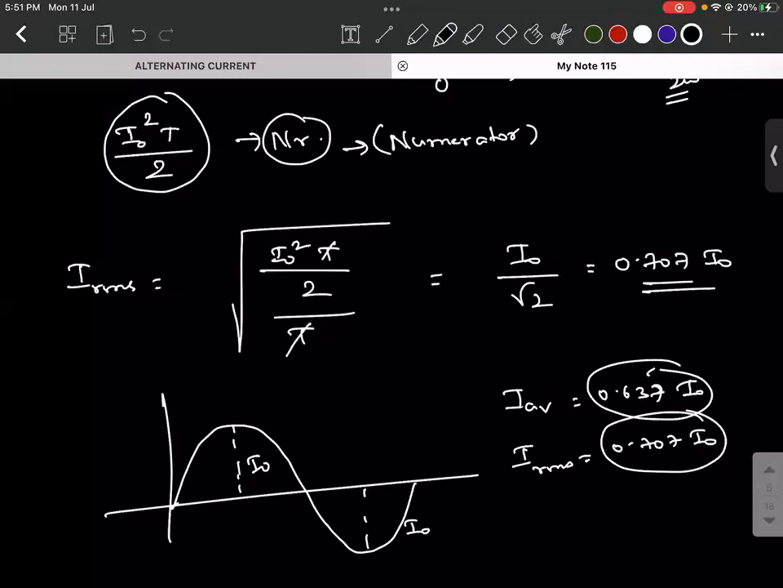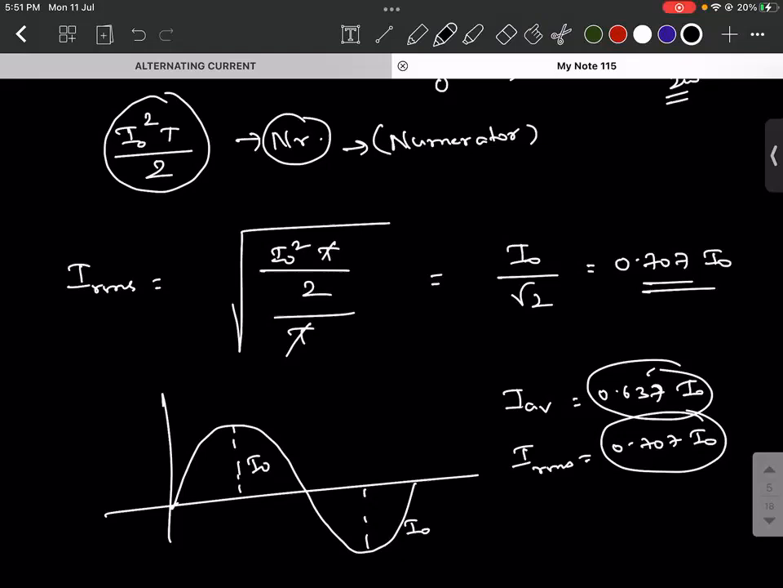So what is it? Sir? Yeah, please tell me. So from where did we get the 0.637 I naught? 2 by pi. In average. But that value is for half cycle, right? Half cycle only average value. So average value is always calculated over half cycle. That is what I told you in the previous section. I wanted to mention why average value is calculated only for a half cycle, because for a full cycle average value is 0. That is the reason we calculated it for half cycle.